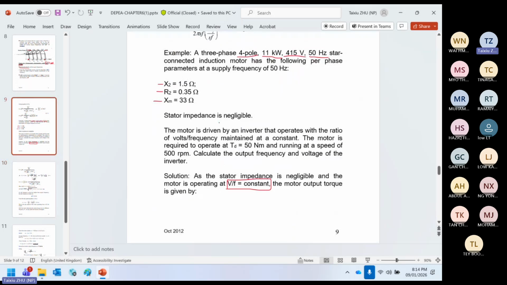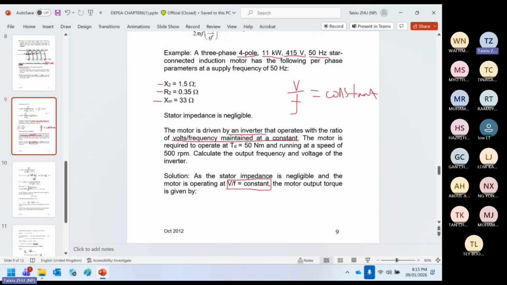The stator impedance is negligible. Stator impedance basically is R1. R1 is negligible. Okay, the motor is driven by an inverter. They operate with the ratio V over F constant. Yeah, that's the V/F control. V over F is constant. So that's the control method. We cannot do other control. Other control involves more calculation.